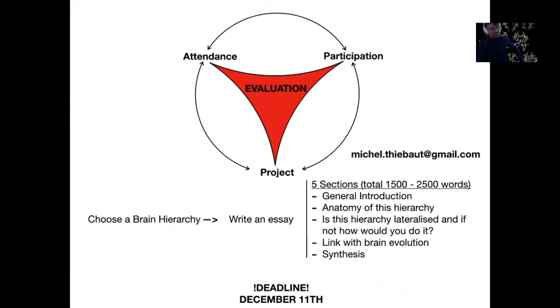What are we exactly talking about? What are the areas, the components of this hierarchy? Then a little section on whether or not this hierarchy is lateralized and how you would measure this lateralization if no lateralization has been reported before. I need a little section about brain evolution in there, where you link up the anatomy, the components, and the lateralization with evolutionary trends. And finally, a good synthesis whereby you wrap this all up together and show me how it all makes sense together.